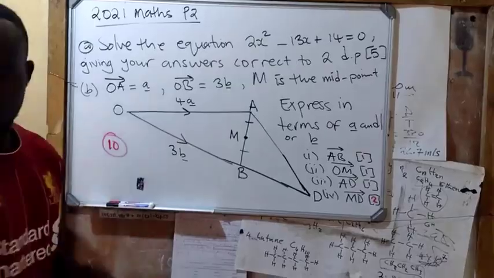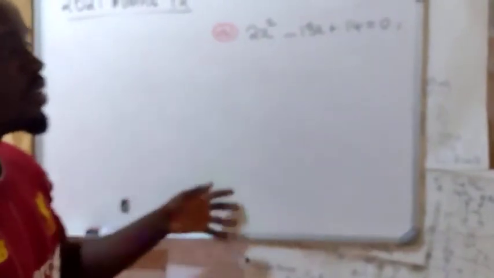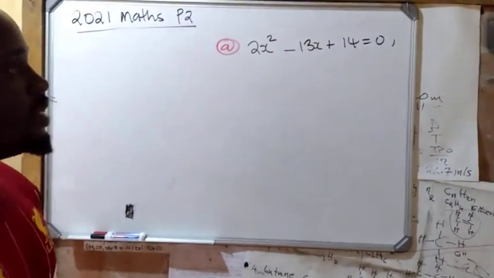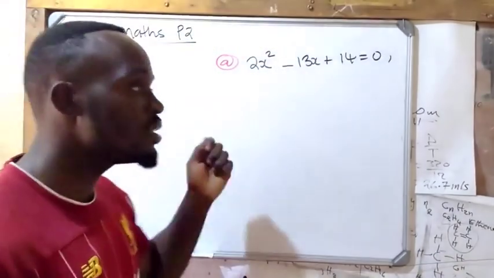Just like I mentioned earlier, due to space I'll wrap the questions. I hope you are following me. The first question was this one: solve the equation. This is a quadratic equation with the highest degree of 2.